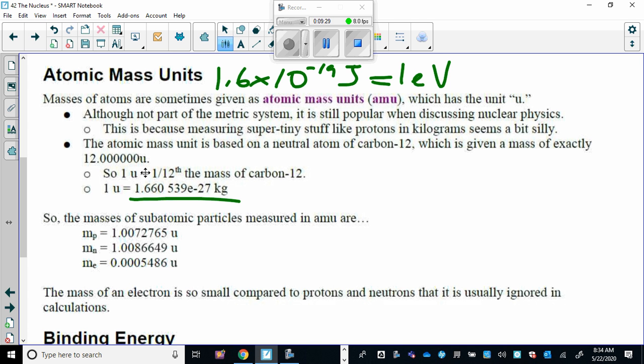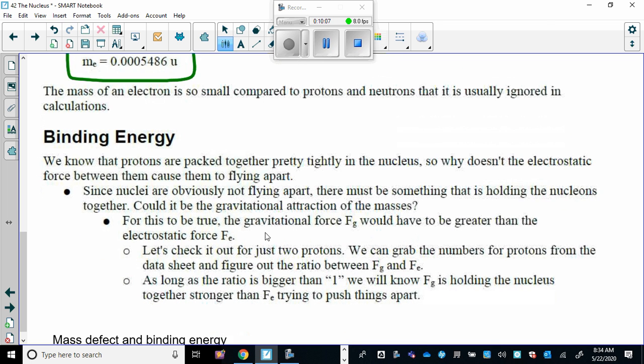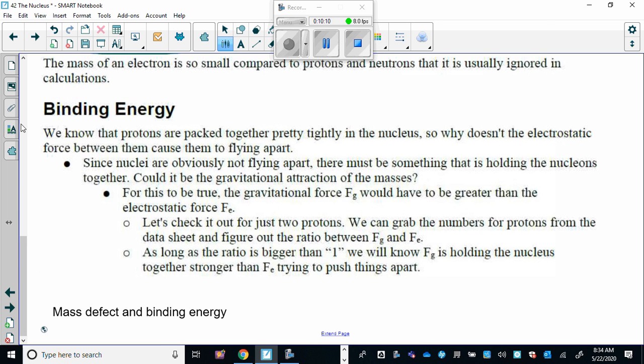And this is kind of arbitrary, because an atomic mass unit is based on the neutral atom of carbon-12, which is given a mass of exactly 12 atomic mass units. So here are numbers, and these numbers are not given to you on your formula sheet. So their relative importance is questionable at best. But this is just a way of measuring masses of protons, neutrons, and electrons without having to write times 10 to the negative 27 or times 10 to the negative 31 every time. Okay. Next important concept, binding energy.